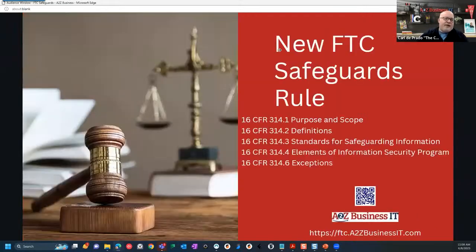So let's talk about what you're here for, which is the new FTC Safeguards Rules. When we say the word new, I'll get a little bit more into how old it is, but there are basically 5 elements to this, and it goes from 16 CFR 314.1 to 314.6. They cover the purpose and scope, the definitions, the standards for safeguarding information, and the elements of the information security program, and there are some exceptions for certain business types on certain parts of where these rules apply. I'll go over all of that with you today.